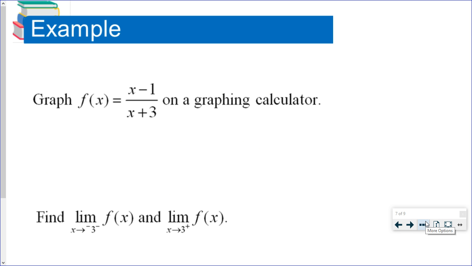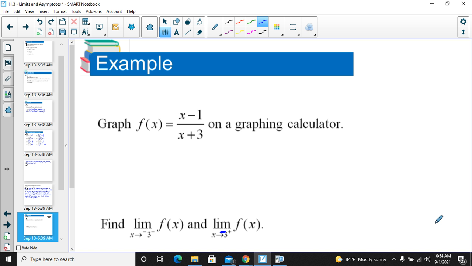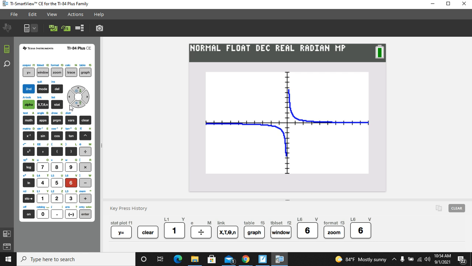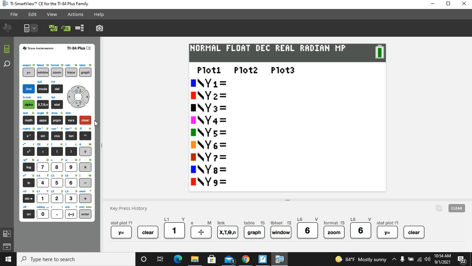Okay. So now it wants us to graph f of x is equal to x minus 1 over x plus 3 on a graphing calculator and find the limit as x approaches negative 3 from the left and the limit as x approaches, and that should also be a negative 3, from the right. All right, so let's go ahead and pull this up here.